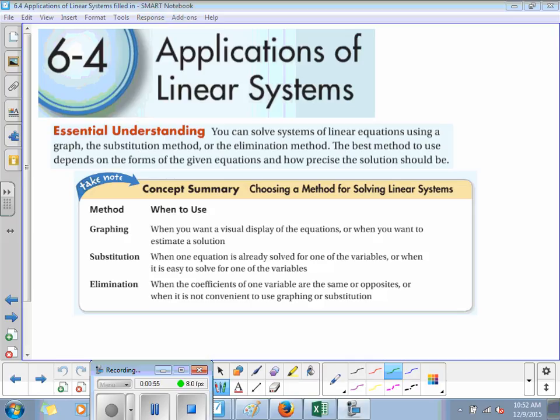Here, the best method for graphing is when you want to use a visual display. Okay? For substitution, when one equation is already solved for a variable, when one already is an x equals and one is already a y equals. And then for elimination, if you see inverses, or if you see things that are exactly the same, then elimination would be the best choice there for solution. Okay?